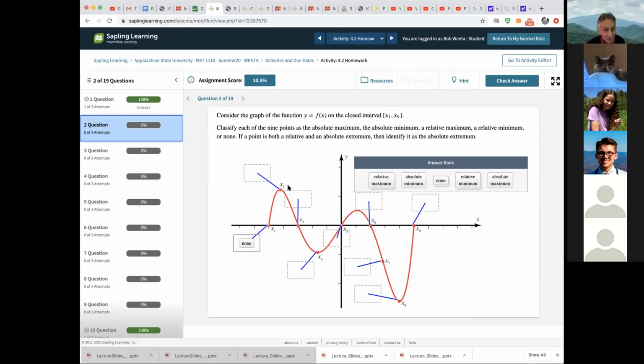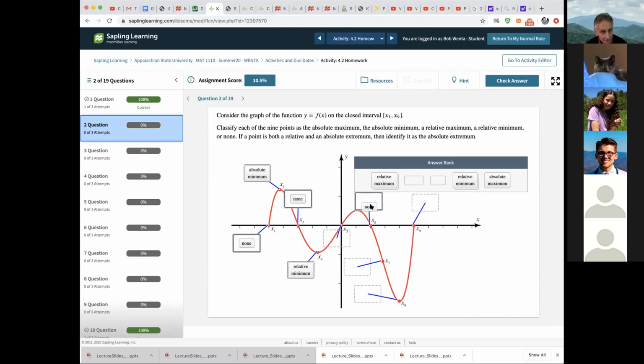All right, now, this one up here. Anybody have anything you want to volunteer about this one? X sub 2. It's the highest point the function can get on this interval. Therefore, it's got to be an absolute max, right? This one right here, the only choices are relative max, min, or none, and this isn't a max or a min, so it's got to be a none. This one is not the absolute min, but it is a local min, so it is a relative min, right?